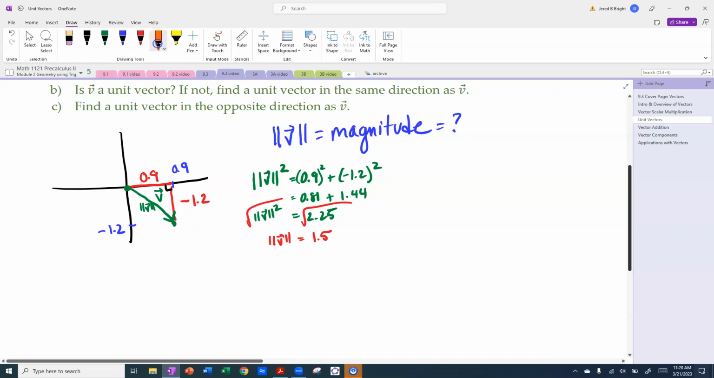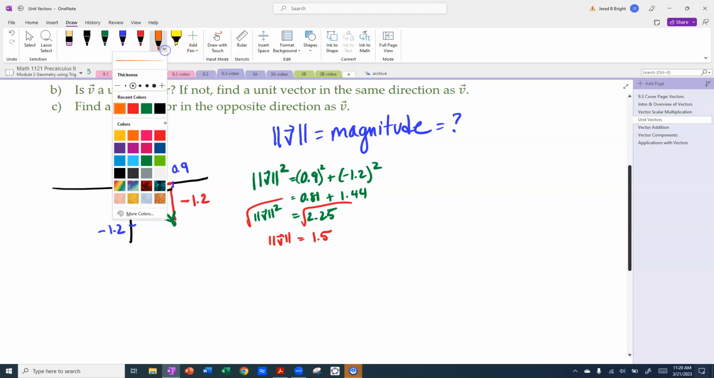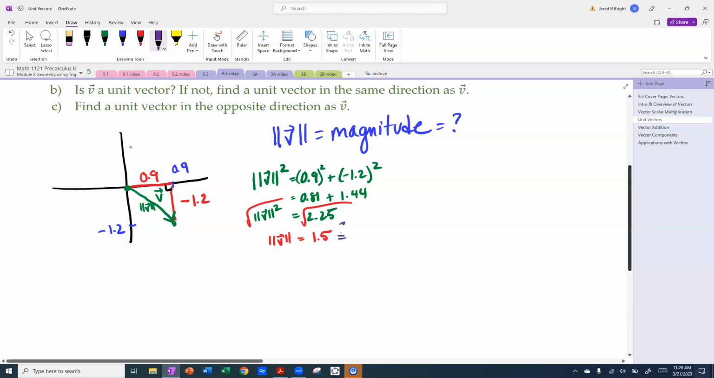The question is, is this equal to 1? Is this a unit vector? And we're going to say no. This is not a unit vector, because its magnitude is not 1. But now how do we find a unit vector? We want its length to be 1. Well, if we know its magnitude is this, we need to shorten it, right? So all we're going to do is find a unit vector, and here's the notation.